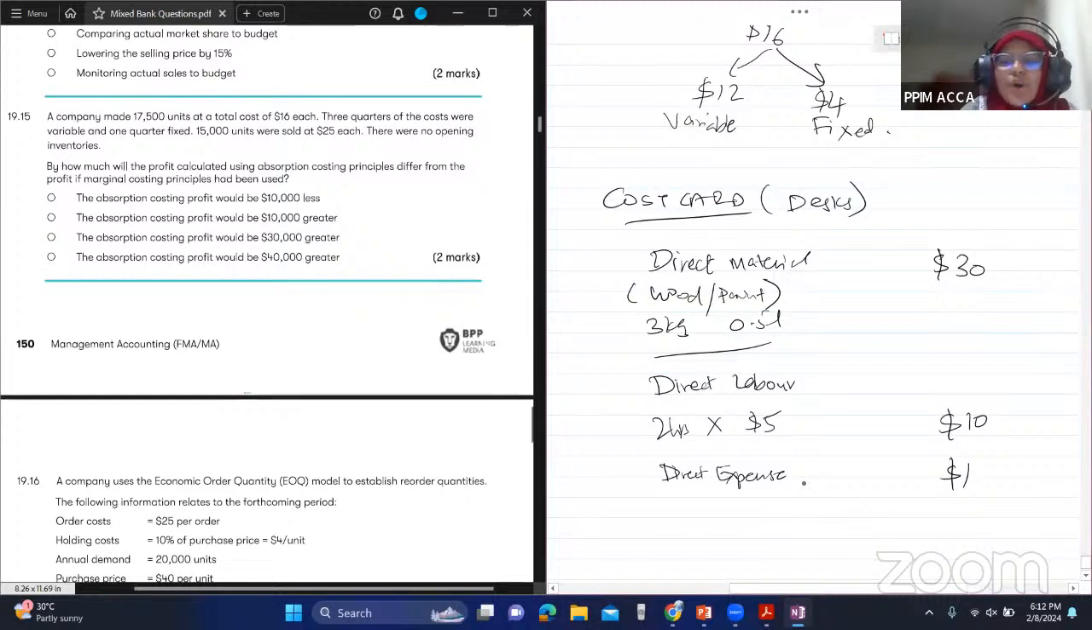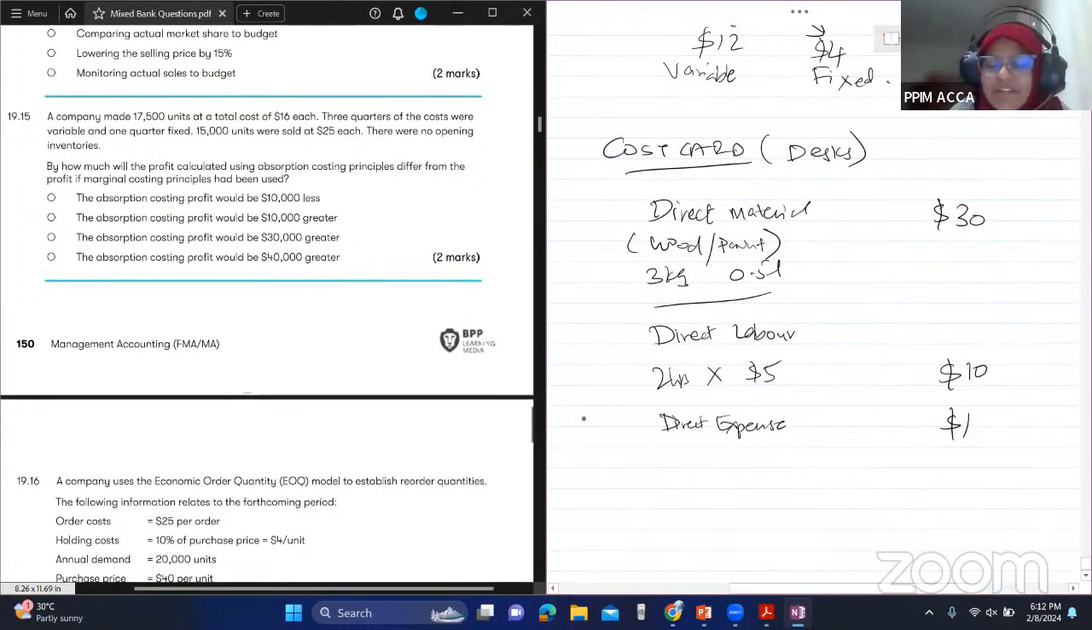Direct material, direct labor and direct expenses, there is no difference between absorption costing and marginal costing. It's the same. Now, after this, we see the difference. So what is the difference? It's a very simple difference.